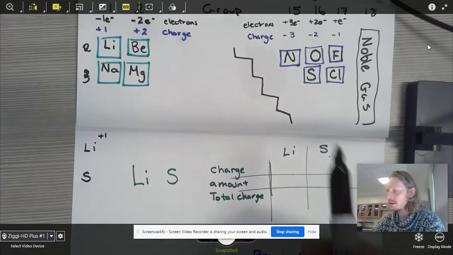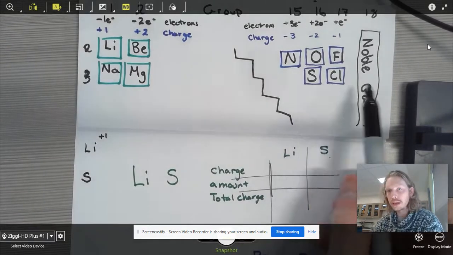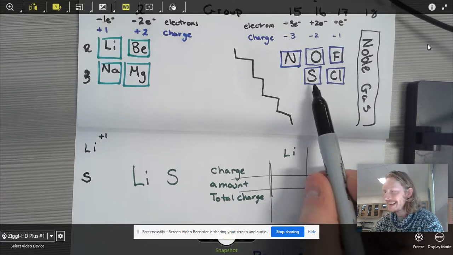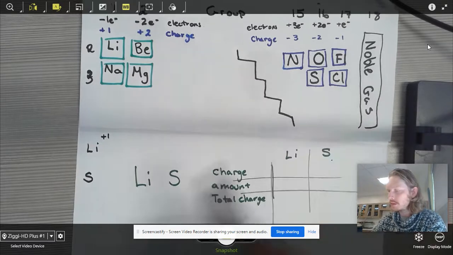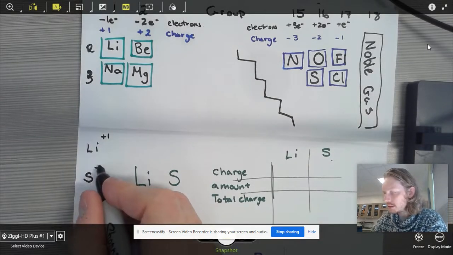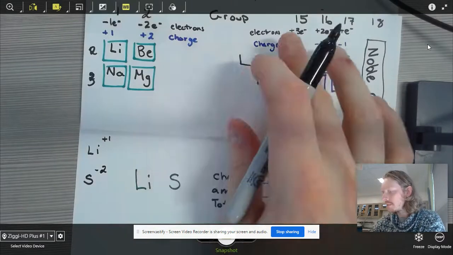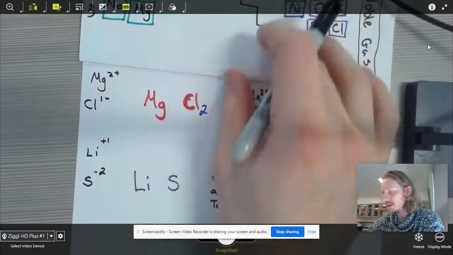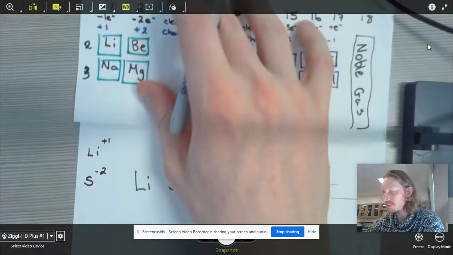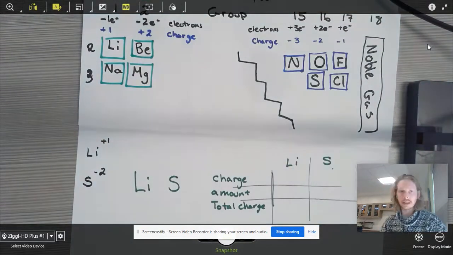Sulfur, on the other hand, is 2 away from the noble gases, so it has to gain 2 electrons to become stable. So gain 2 electrons, you're going to be minus 2. Notice that I've just been a little bit inconsistent between plus 2, plus 1, minus. It doesn't matter if you put the plus sign before or after. You just need to indicate the charge.